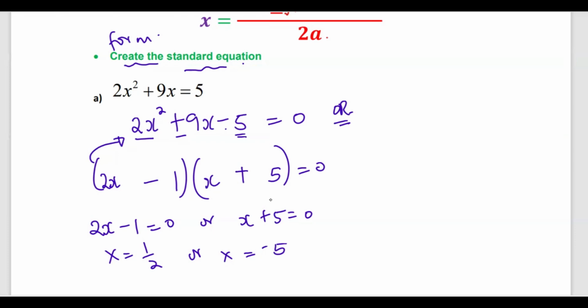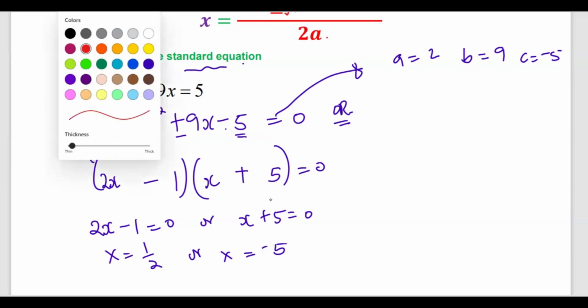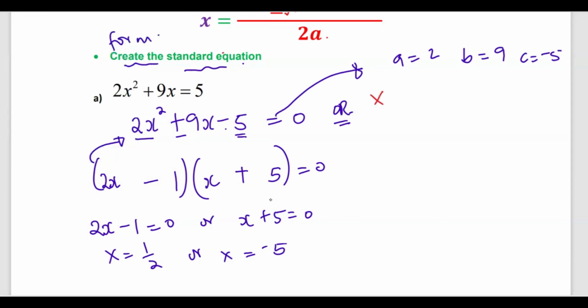So from this standard form that I've created, I know that my A is a 2, my B is a 9, and then my C is a negative 5. And then all I'll do is write the formula first. Okay, so x is negative b plus minus the square root of b squared minus 4ac. Everything is over the 2a. So we just have to remember this formula at all times, okay? Just know how to rewrite it out nicely.